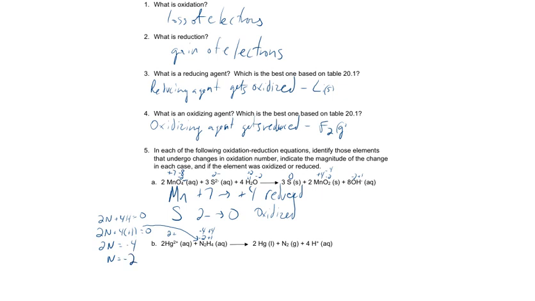Mercury here is an element, so its oxidation number is 0. So is nitrogen. Nitrogen's an element there, 0. Hydrogen here, +1. So what are we looking at here? We have our mercury goes from 2+ to 0, so it got reduced, its oxidation number decreased, meaning it gains electrons, and our nitrogen here went from -2 to 0, so it got oxidized.